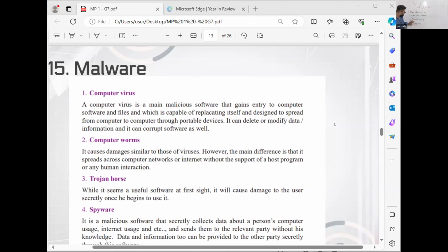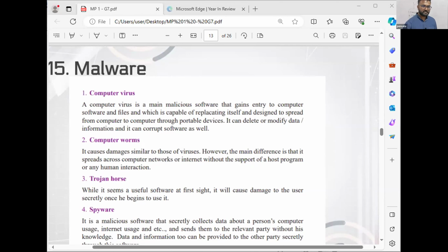If this data is given to a party that handles phone related things, what happens? Without you knowing, they will identify that you are searching for a mobile phone, right? Like that, spyware can collect your data without you knowing, right? These are the main four major things related to malware.